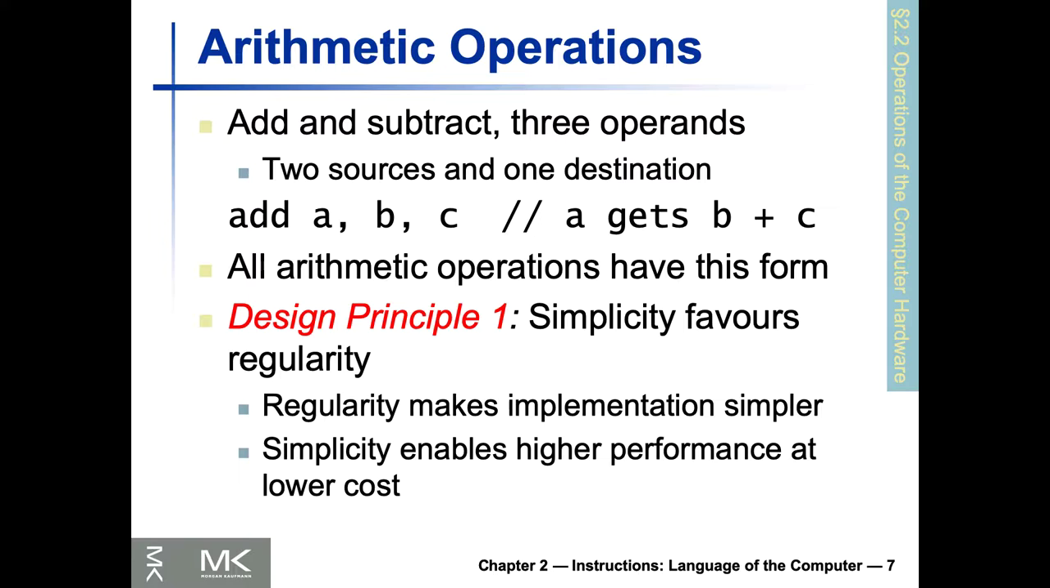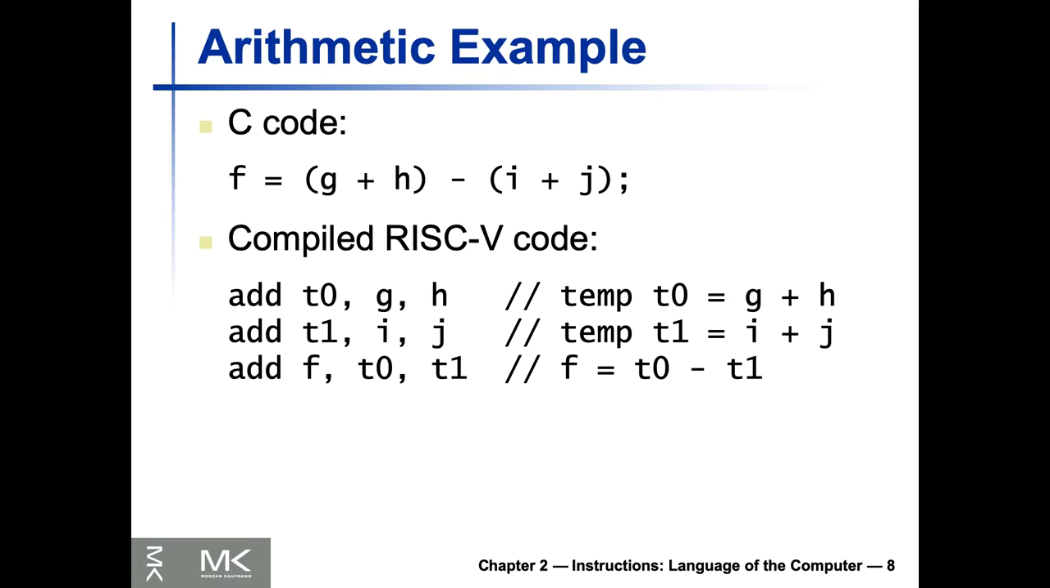Okay, so say we have this C code, F is equal to G plus H minus I plus J, right? If we compile it, you can even try it at home or using your RVS simulator, you pass this in and you see the hex dump of the results. When you compile this high-level, C-like code with the RISC-V compiler, that's what you get as the output.